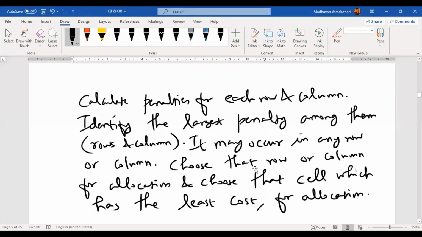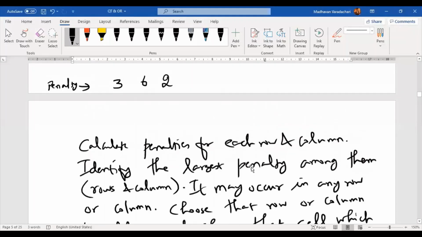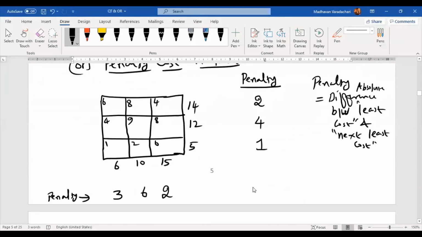Now, whatever is said here, let us go and do that. I am scrolling up once again. Among all these penalties, 2, 4, 1, 3, 6, 2, the largest penalty is 6. That is occurring in the second column. In the second column, which is the least cost cell?